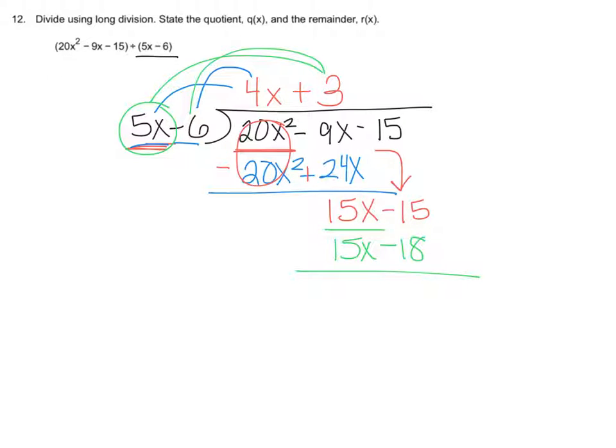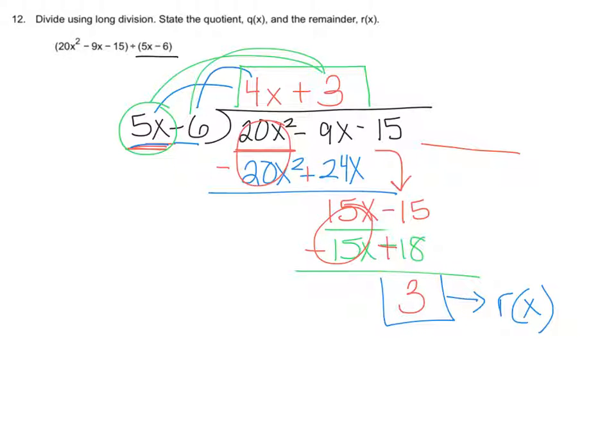Next, we will change the signs. So I have a negative 15x and then a positive 18. And I'll combine like terms. The 15x's go away, and then a negative 15 plus 18 is a positive 3. I don't have any other values to bring down, so that means that the 3 is my remainder, or R of x, and then the expression on top of the division bar is my quotient, or Q of x.